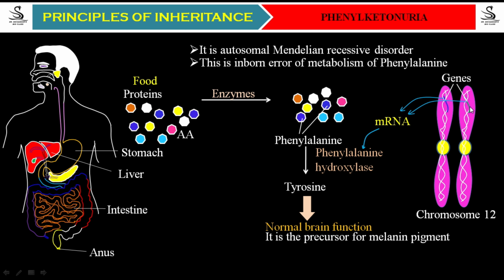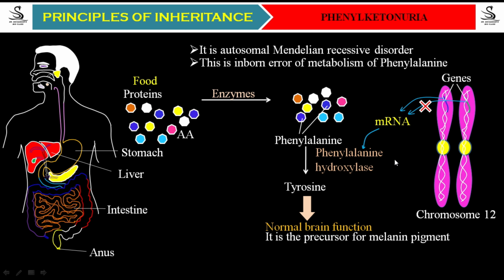Now suppose one person has received a chromosome that has a defective gene. You might observe this gene is now defective. Then what will happen? It will not express and form the mRNA. Then is the person going to suffer from phenylketonuria by that time? No. Why not? Because there is one more normal gene.